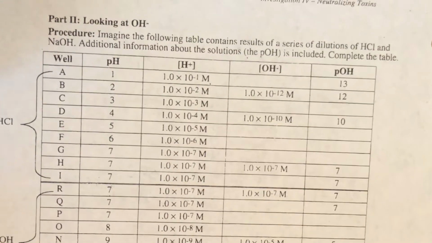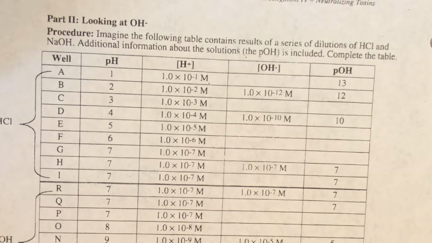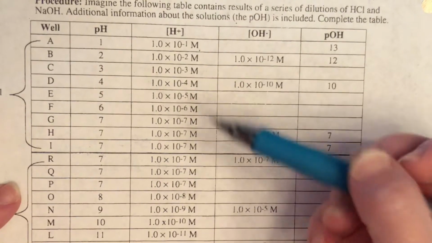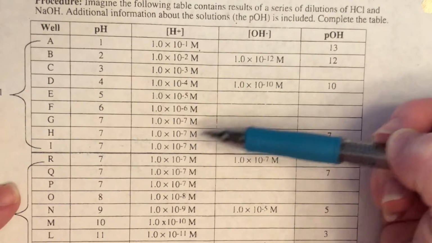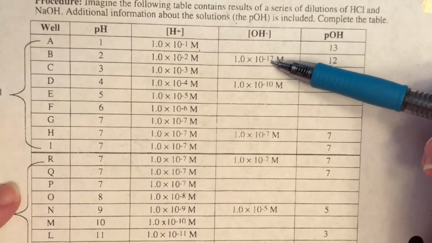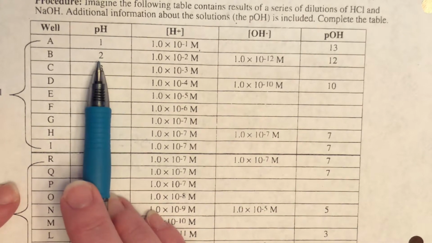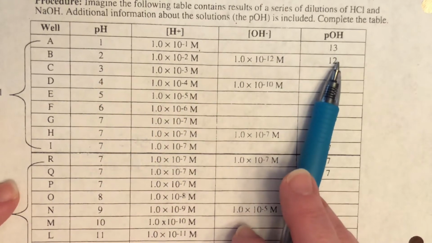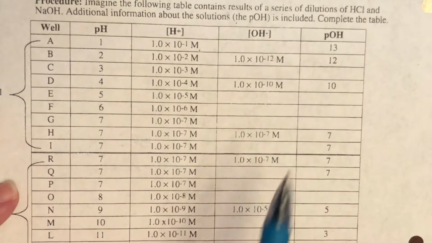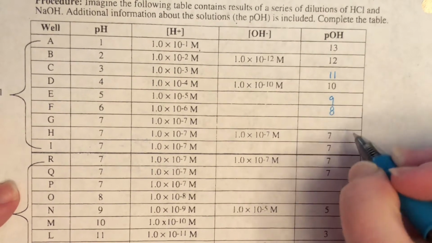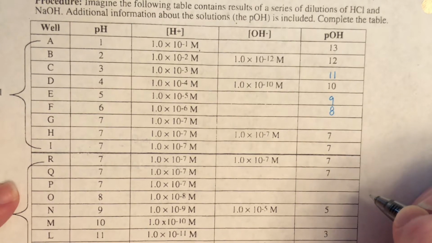Go on the back. For this one, we're looking more at OH, and we're doing basically the same thing. A little confusing here because they give you the H concentrations, but remember, if we want the OH, when you add the two exponents together, they have to equal 14. This pH is 2, so if you subtract from 14, you have 12 left over. It's just decreasing as it goes down, so the next should be 11. We have 10, 9, 8, okay? So you just want to be really, really careful with that.